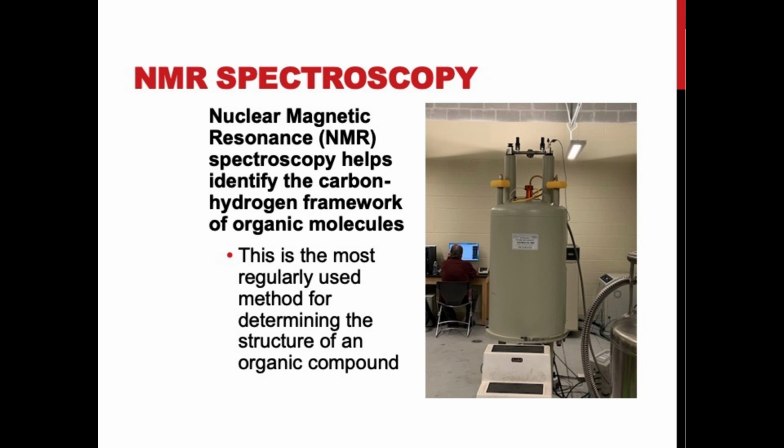So NMR spectroscopy is the way that we're able to identify the carbon-hydrogen framework of a molecule and figure out its structure. This is kind of the most regularly used method to determine the structure of an organic compound. It's basically the first thing you would do after you make any compound in the lab: you would go take an NMR. So the picture here is actually our NMR.